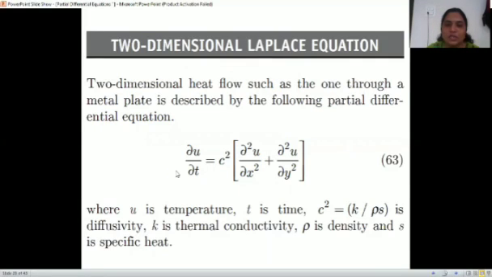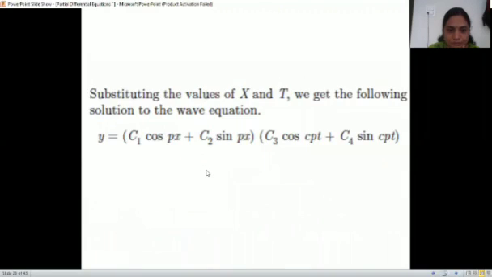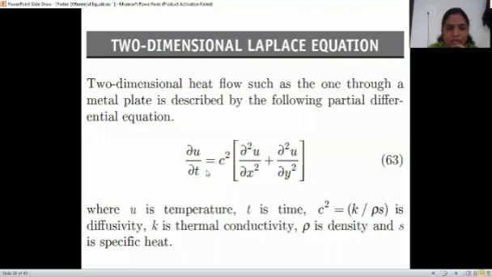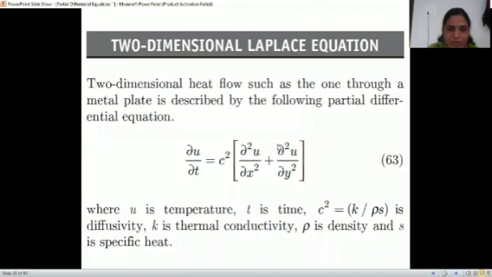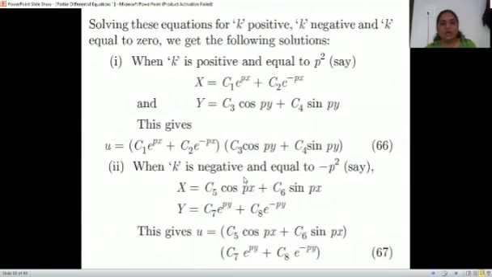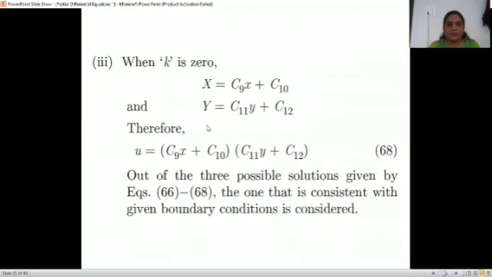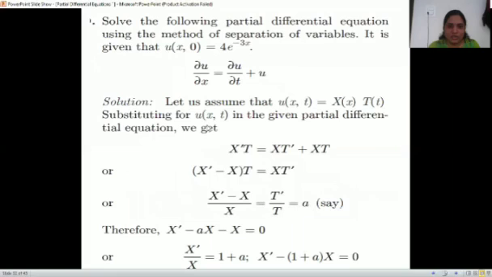Next is the two-dimensional Laplace equation. This is the Laplace equation where it is a combination of heat flow and the last equation, the wave equation. That is heat flow, there is dou u by dou t, and as in the one dimensional wave equation, there is the term dou 2y by dou x square. But there is dou u by dou t equals c square into dou 2u by dou x square plus dou 2u by dou y square. And solving this, again there are conditions like previous, so we can solve it when k is positive, negative and 0.